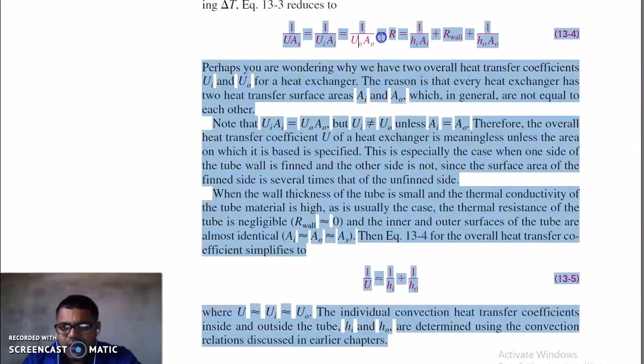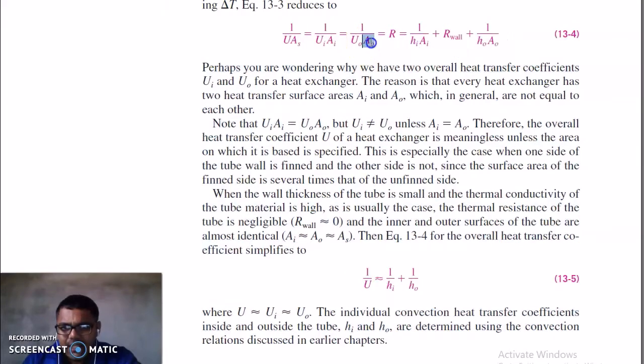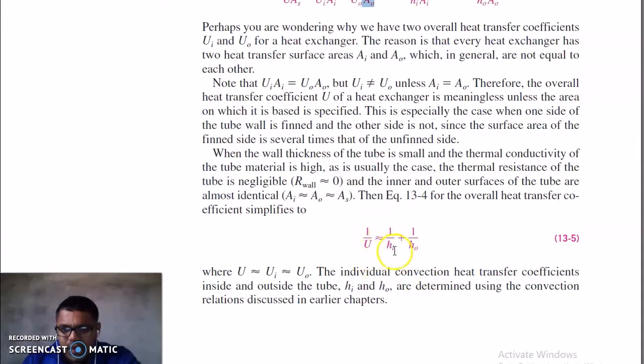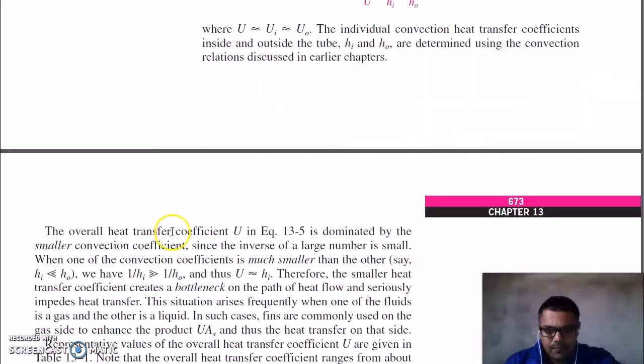In that case, if you combine these two equations, this equation and this equation, you will get 1 by U is equal to 1 by h_i plus 1 by h_o. This is your overall heat transfer coefficient, and these are your convective heat transfer coefficients for the inner and outer tube. These are determined individually and we had discussed them earlier. So you can find the overall heat transfer coefficient if you have the inner convective heat transfer coefficient and the outer convective heat transfer coefficient.